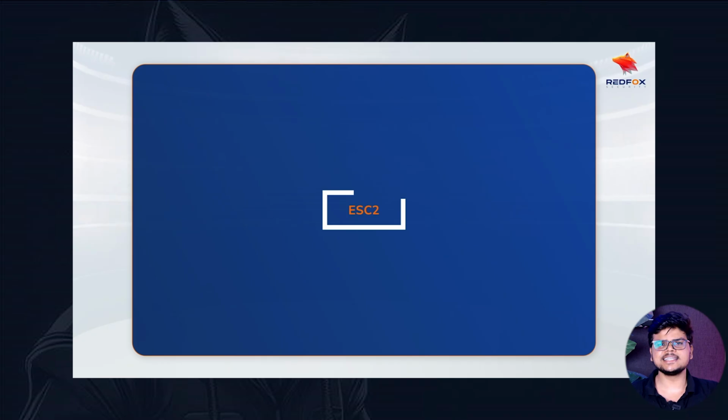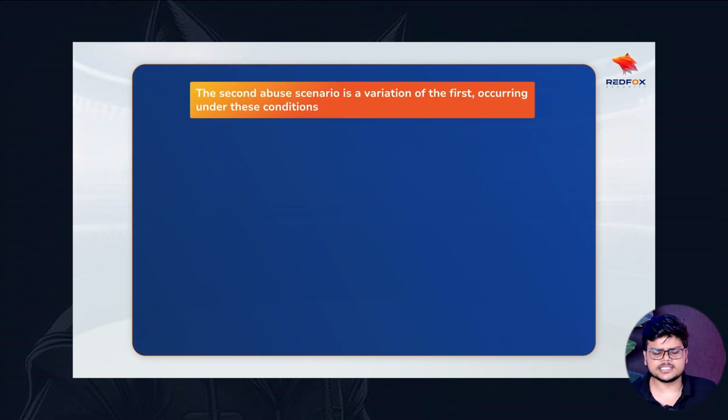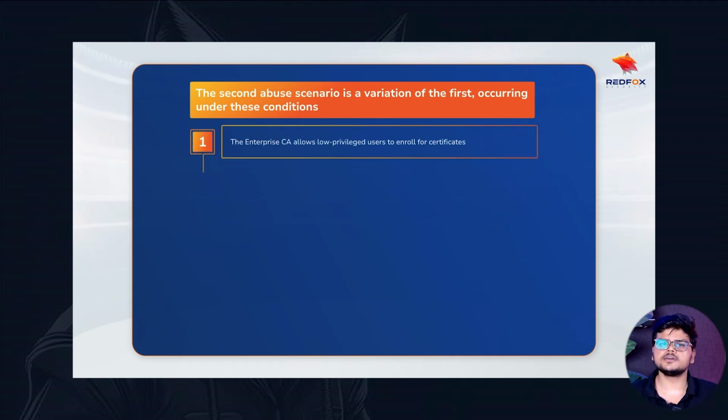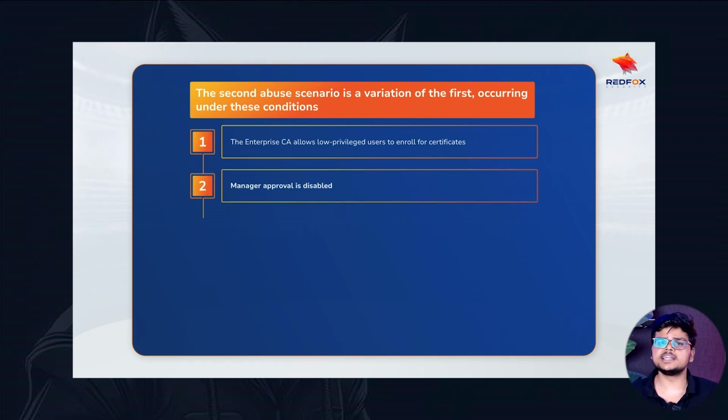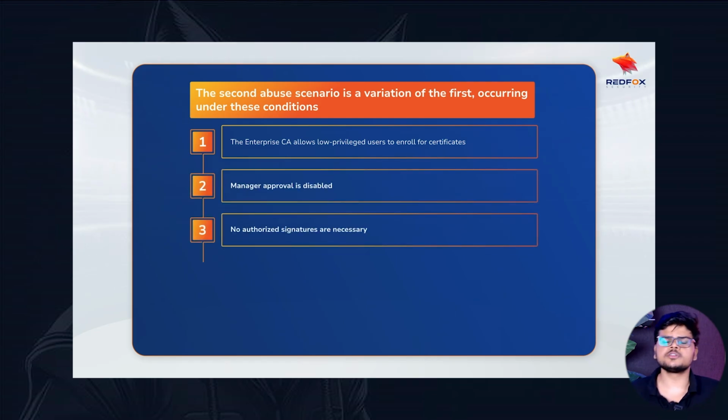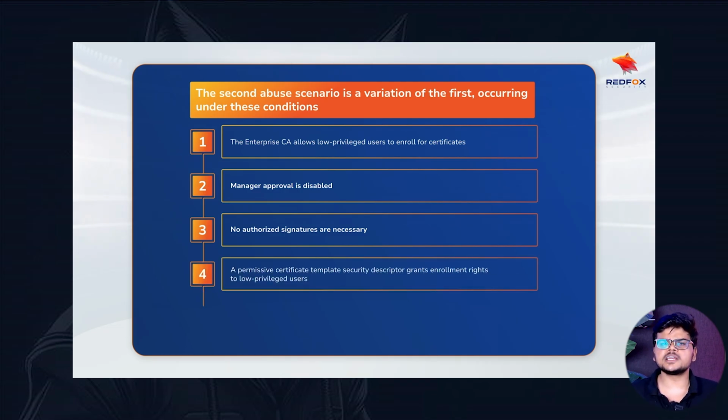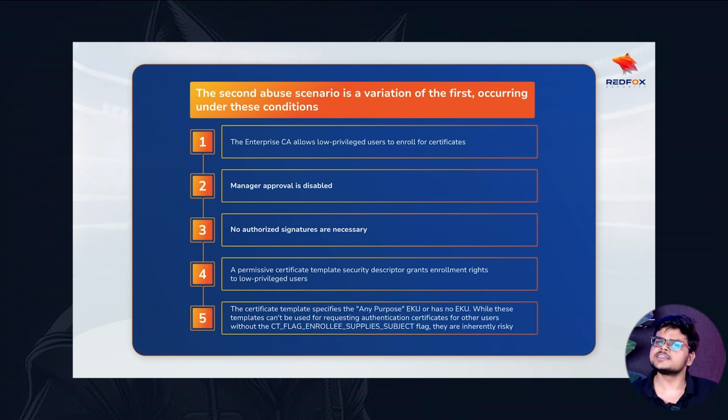Let's talk about ESC2. The second abuse scenario is a variation of the first, occurring under these conditions. The first one, the enterprise CA allows low privileged users to enroll for certificates. Next, manager approval should be disabled. Third, no authorized signatures are necessary. And the fourth, a permissive certificate template security descriptor grants enrollment rights to low privileged users. And the final condition is that the certificate template specifies the any purpose EKU or has no EKU.